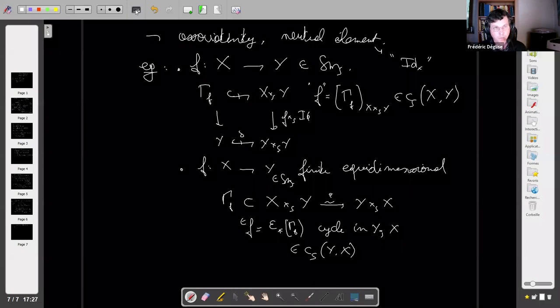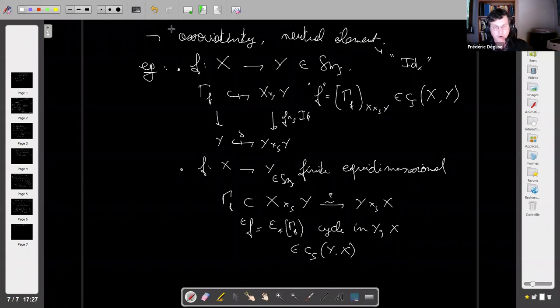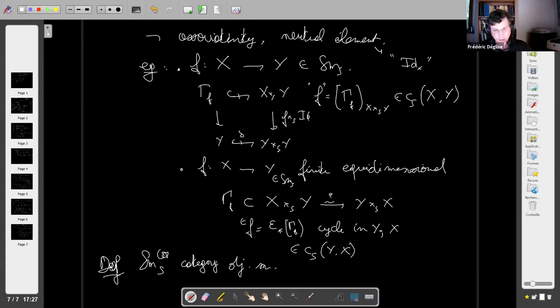Okay. So what you can check out of all of this is that you have defined a composition product on finite correspondences with a good neutral element. So maybe I should give a definition here. So you have actually defined a category, the category of smooth correspondences over S, whose objects are smooth S schemes and morphisms are finite S correspondences.